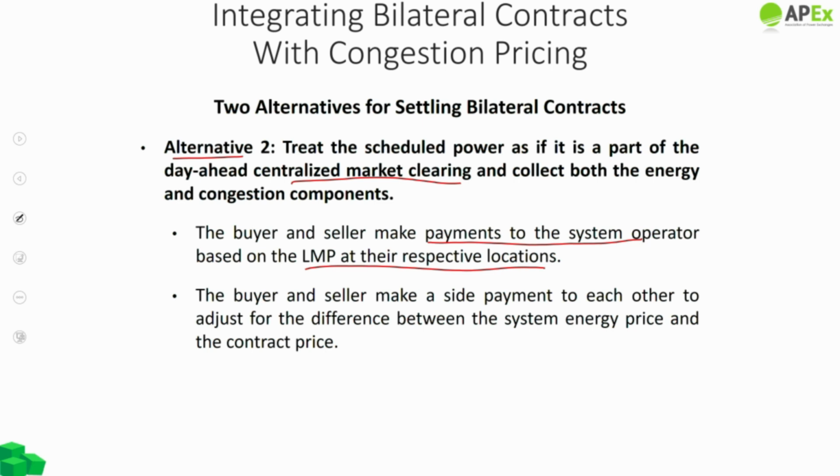Recognizing potential disparities between the system energy price and the contract price, the buyer and seller engage in a side payment arrangement. This side payment serves to reconcile any difference between the agreed upon contract price and the actual system energy price determined by the day-ahead market clearing. This alternative introduces a level of market synchronization where bilateral contracts seamlessly integrate with the broader day-ahead market. The adjustment mechanism for price differences ensures a fair and transparent settlement process, allowing market participants to adapt to the complexities of nodal pricing within the electricity grid.